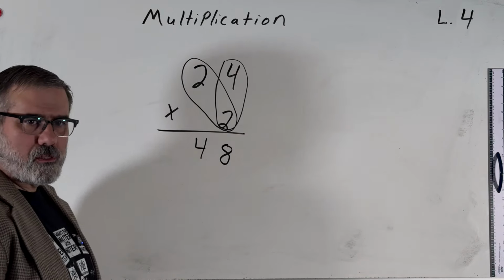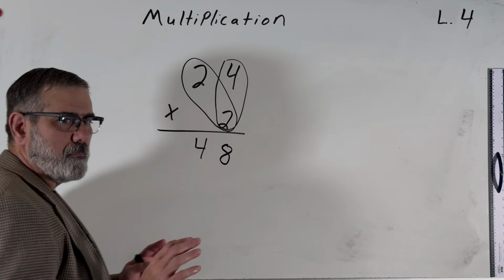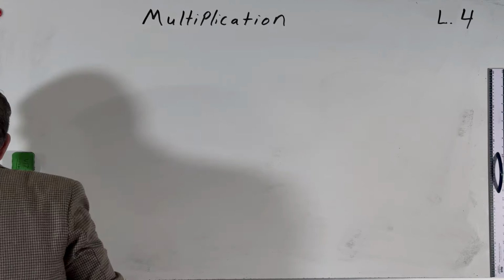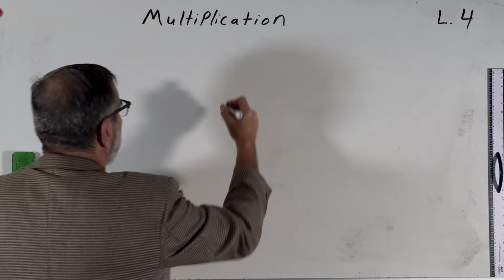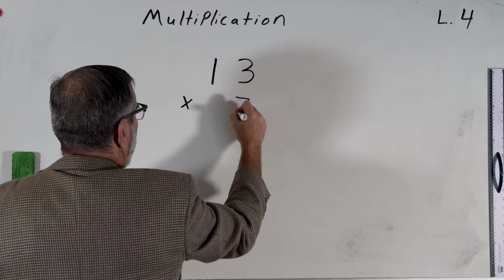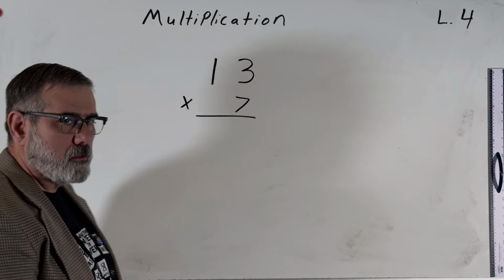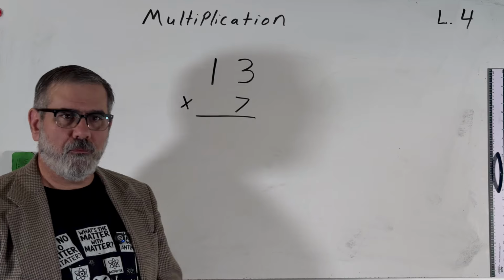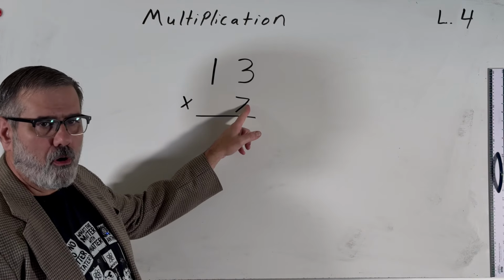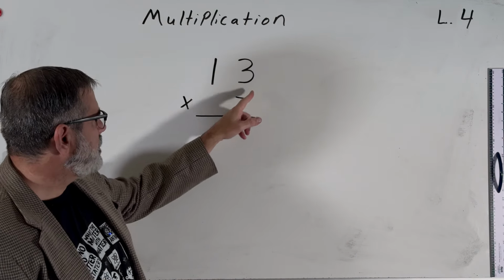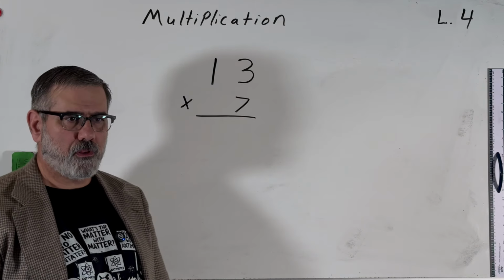Let's try a slightly more difficult problem that has a bit of a complication. Let's do 13 times 7. So we set it up vertically as we did before, and we'll start in the bottom row, of course, with the 7. And so we'll first multiply 7 times 3, and what do we get when we multiply 7 times 3?